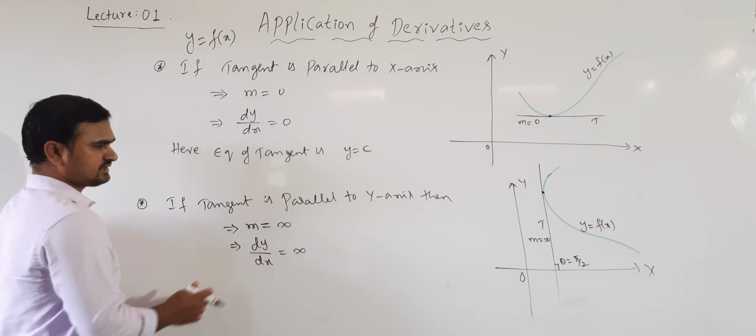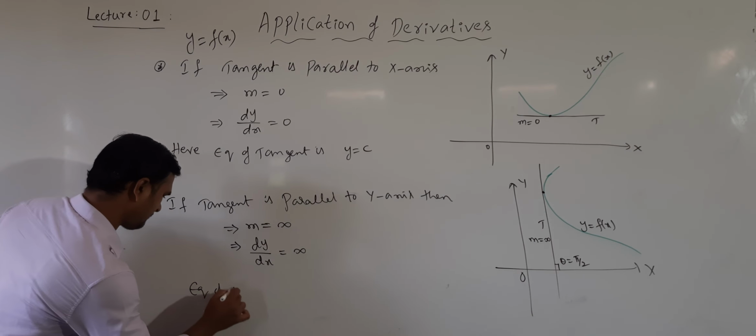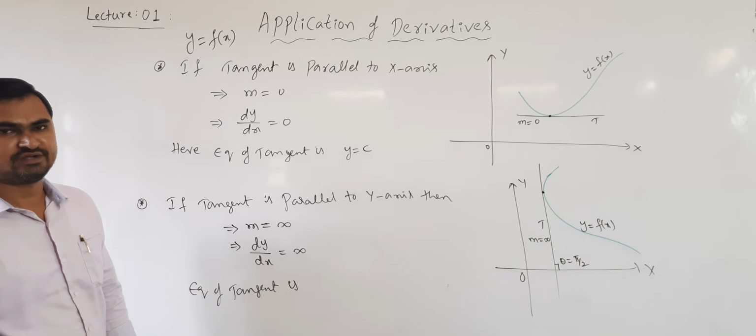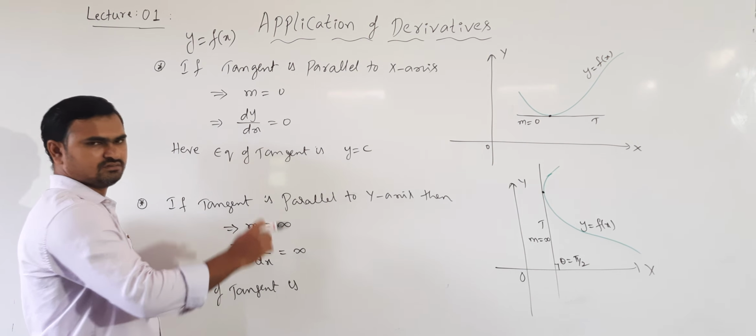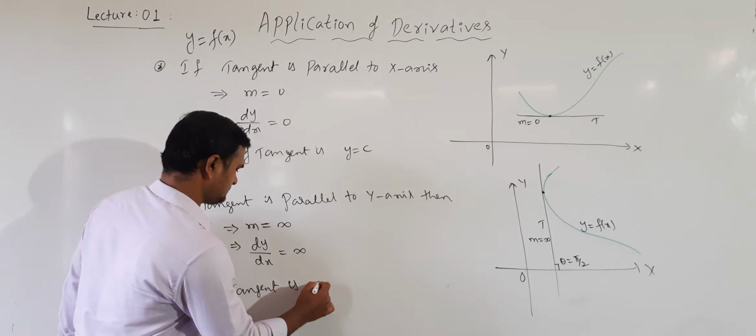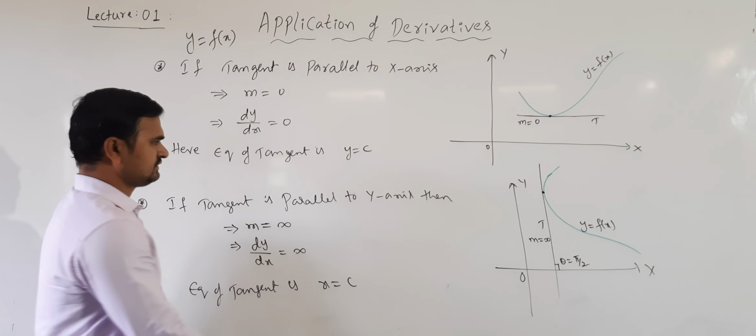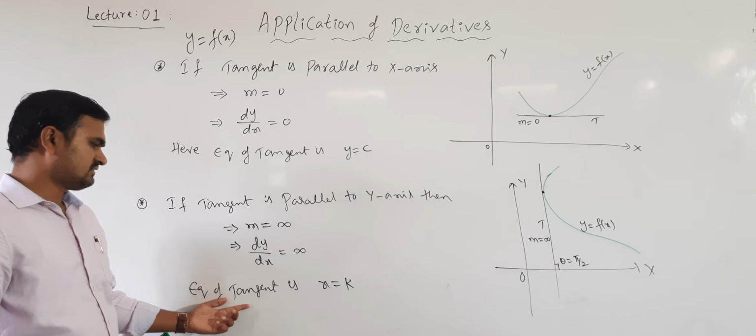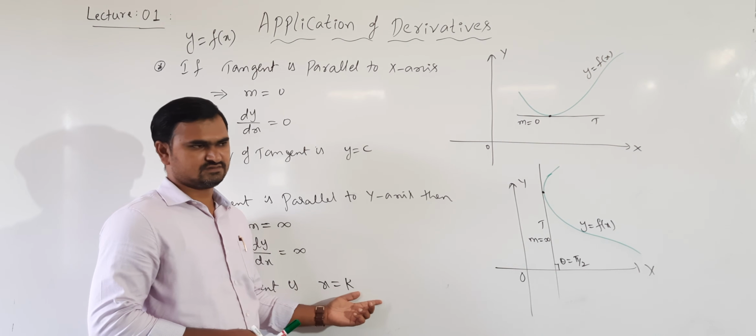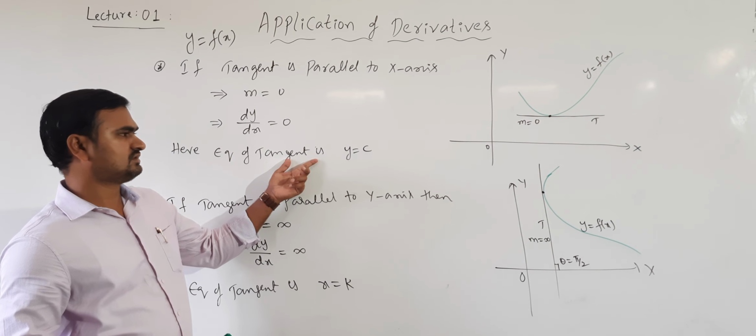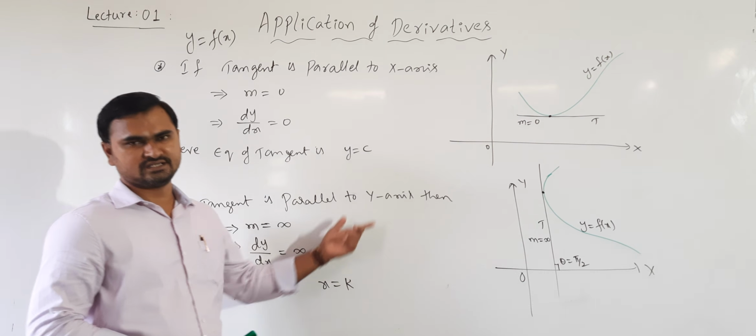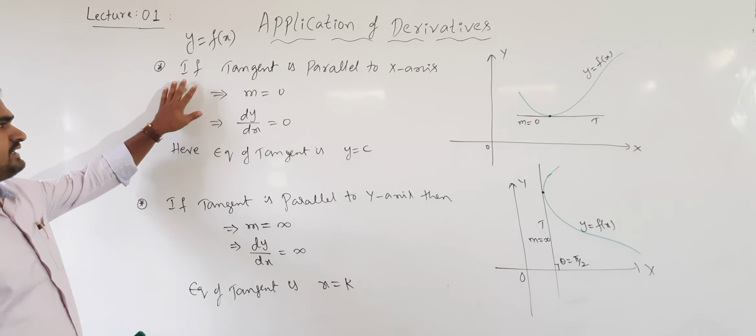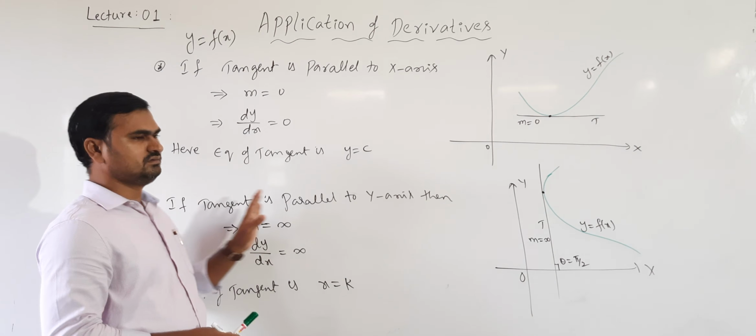And how to write the equation of tangent here? What will be the equation of tangent which is parallel to y-axis? A line parallel to y-axis is in the form x equal to constant, you can take some k. So in this case, the equation of tangent will be x equal to constant. This we studied in straight lines: the equation of a horizontal line and the equation of a vertical line. So this is how we can write the equation of tangent whenever the tangent is parallel to x-axis or parallel to y-axis.